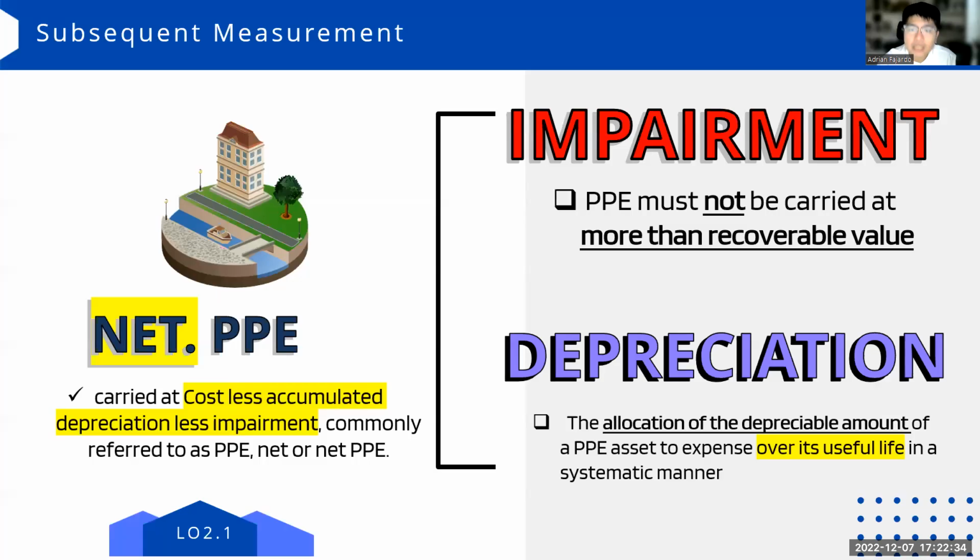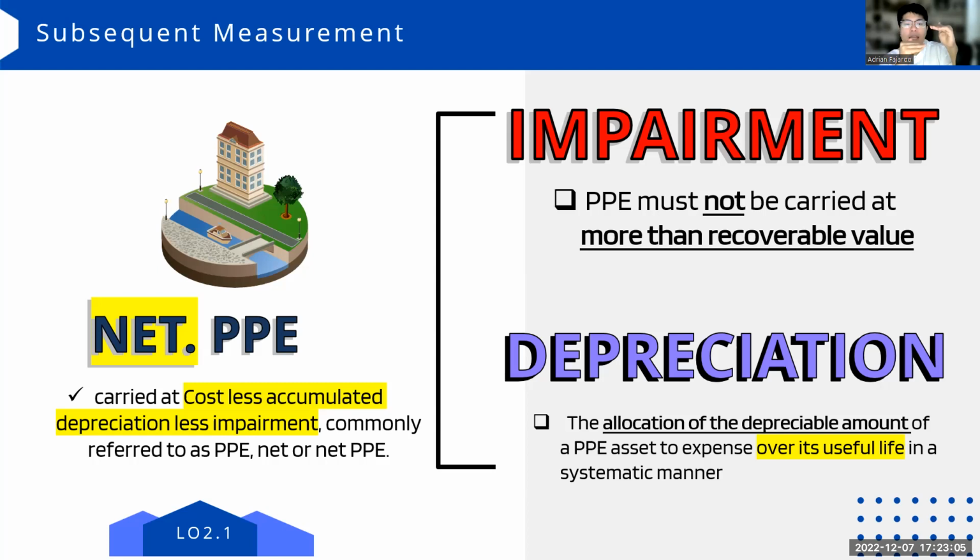And net PPE is just basically your cost less accumulated depreciation less accumulated impairment. Now, I'll just quickly touch upon impairment kasi this is really more about theory and hindi naman masyadong maraming impairment problems. But the only thing that I want you to know about impairment is that the PPE must not be carried at more than the recoverable amount. Meaning, ito yung cost ng PPE nyo. And then, ito yung recoverable amount.